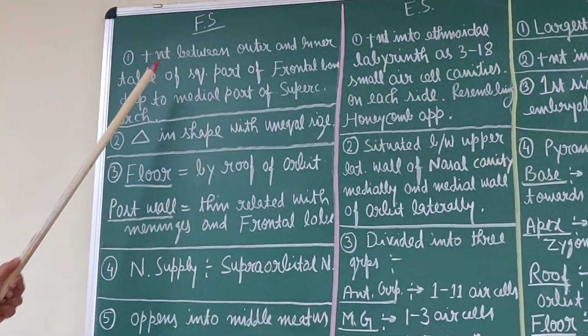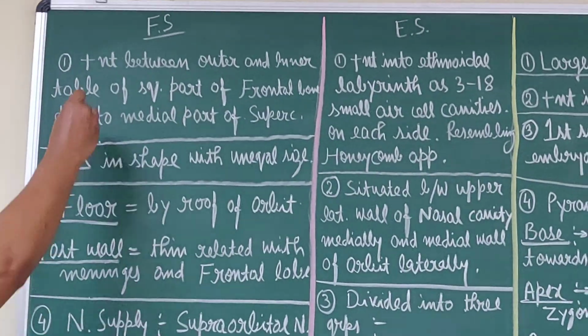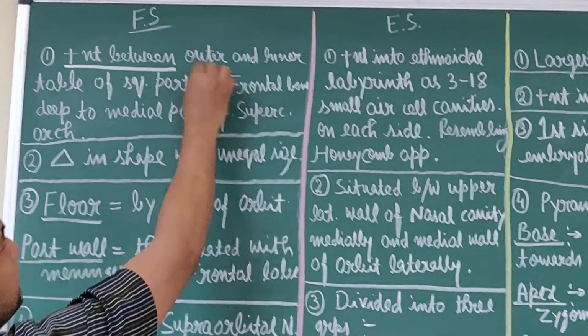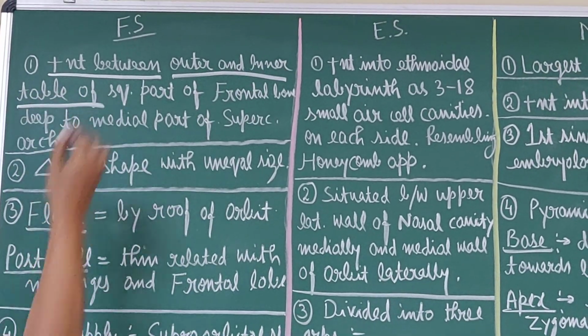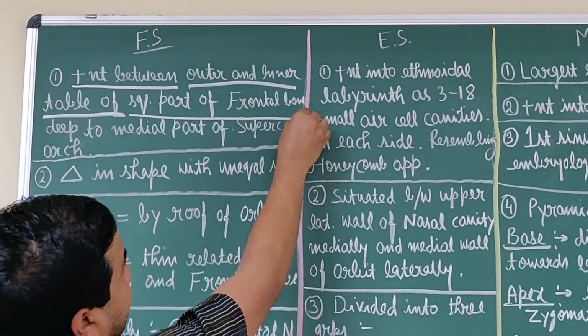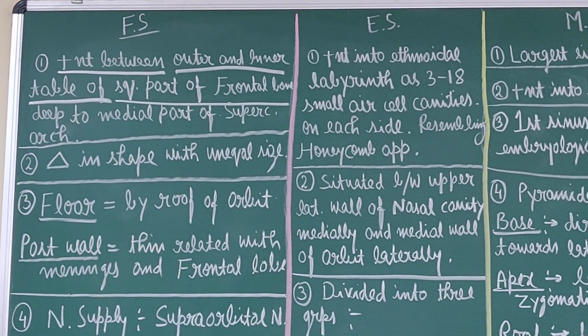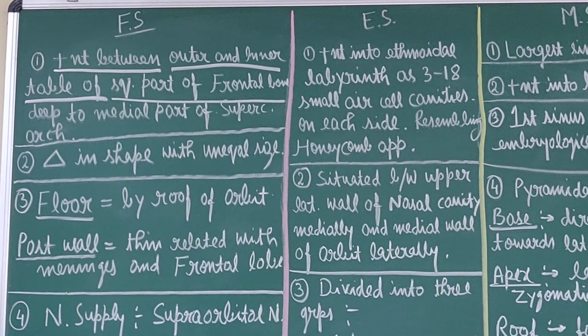The frontal sinus, as you know, is present in a pair. It is present between the outer and the inner table of the squamous part of the frontal bone. It is present in the frontal bone. That is why it is known as the frontal sinus.